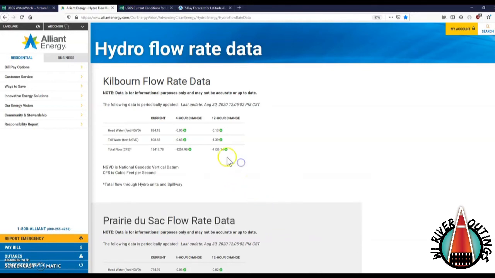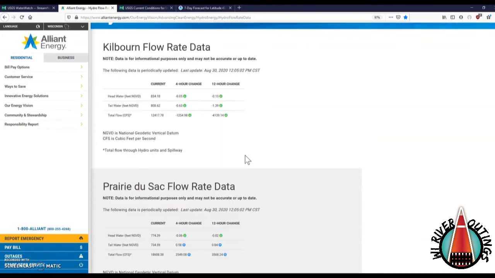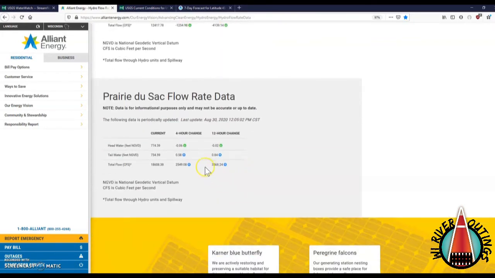They've just added some of this information, which has been great. In the past, if you brought up this page, the only thing it would show is that the current flow was at 12,400. That's helpful information, but what's more helpful is knowing, is that going up or going down? How quickly is it going up and going down? As you look across, and really all you want to look at is stream flow here, in the last 4 hours, the river is flowing 1,200 less than it was 4 hours ago, and it's flowing 4,100 cubic feet per second less than it was 12 hours ago. Those are all thumbs up good signs, all right? And then here is the Sauk City or Prairie du Sac Dam.